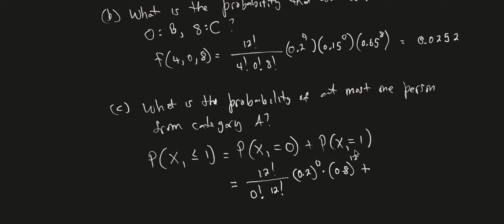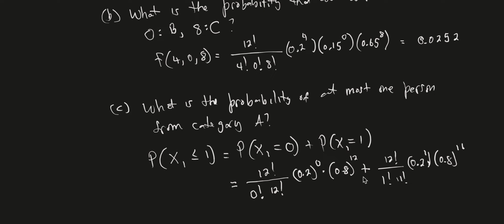So the probability that we get exactly 1 from category A, that's 12 factorial over 1 factorial, that's from category A, which means the remaining 11 would be in either B or C. But we're not putting any restrictions on it. We're just saying it's either A or not A. And then your probabilities are 0.2 to the first power, times 0.8 to the 11th power.